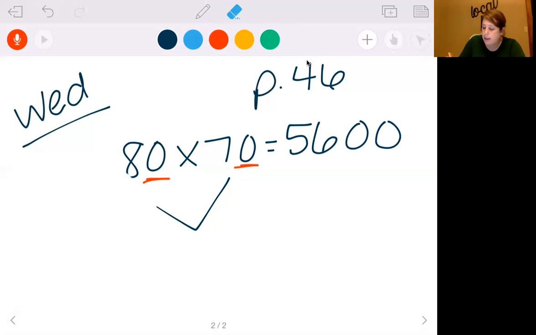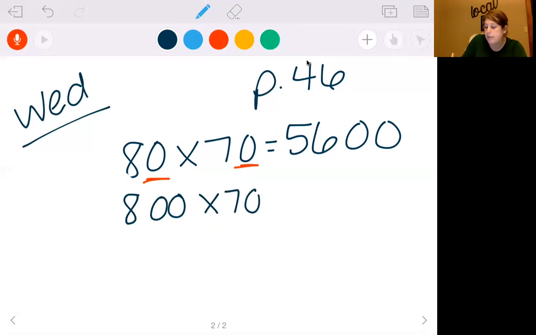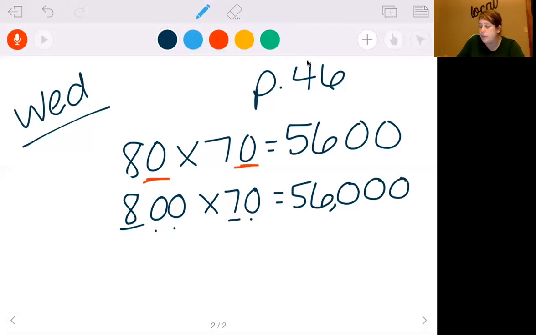Okay, so let's look at one like this. 800 times 70. We do 8 times 7 first because those are our non-zero digits, and we get 56. And then we have 1, 2, 3 zeros. So I'm going to add them over here. So if you see, it's like a pattern.